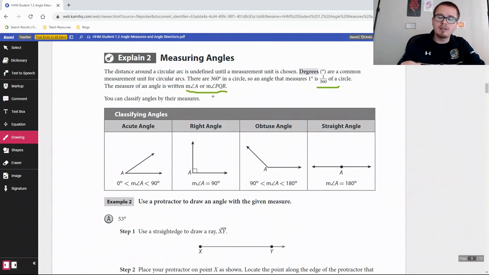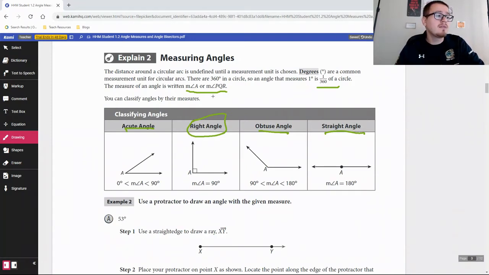We got the 4 types. We got acute angles, which I'm guessing none of you are. We got right angles. I'm always right. We got obtuse angles. And we got straight angles. So those are the 4 types of angles. Make sure you know each of them. I would draw a diagram of them.